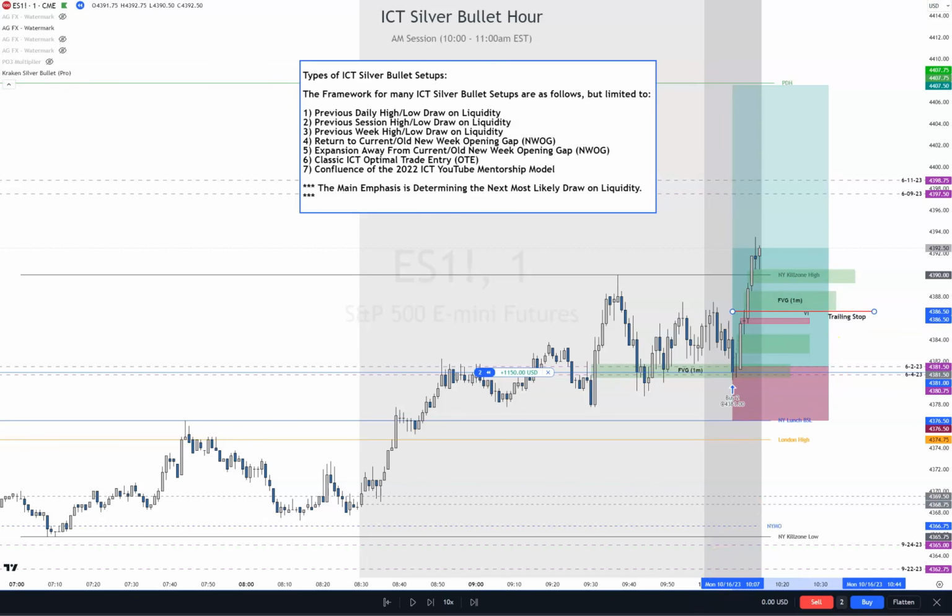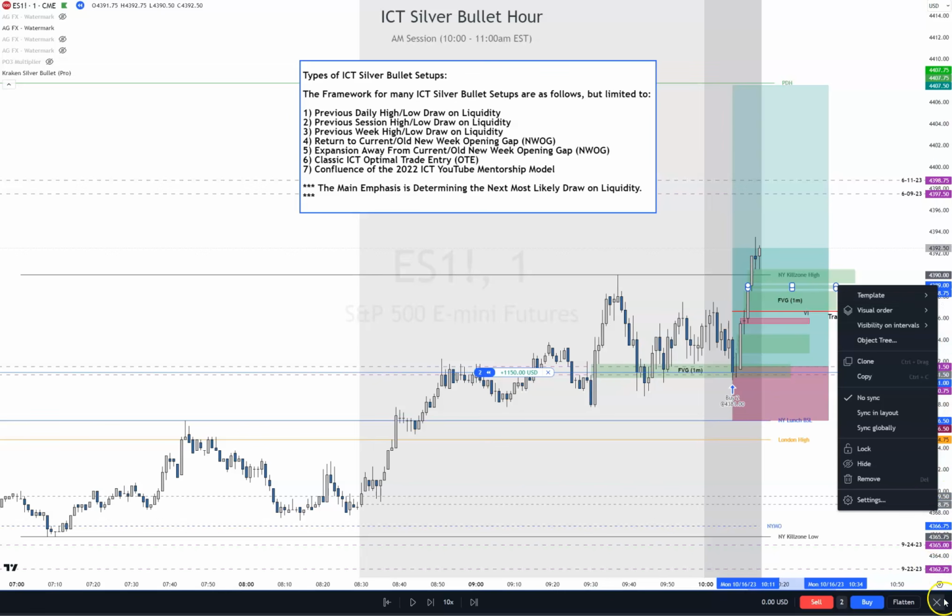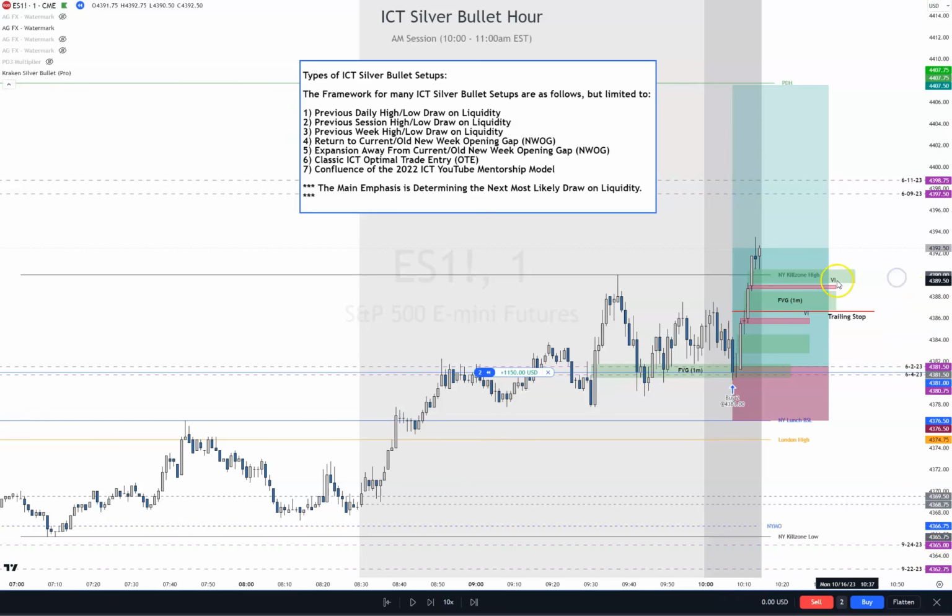Why there? Well, the 3 PDRA rule. ICT has said that he doesn't want to see 3 PDRAs get violated, then you're on the wrong side of the market. So there's my 3 PDRAs. Fair value gap, a volume imbalance, a fair value gap. Okay.